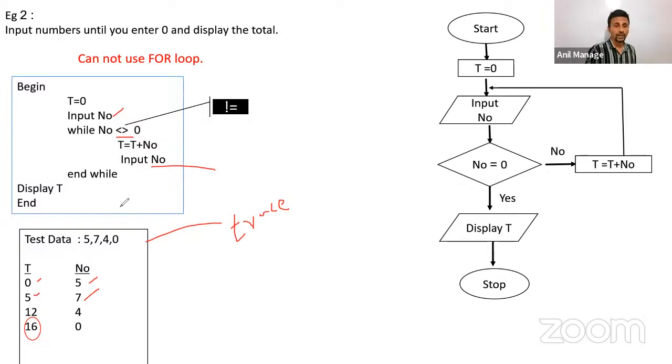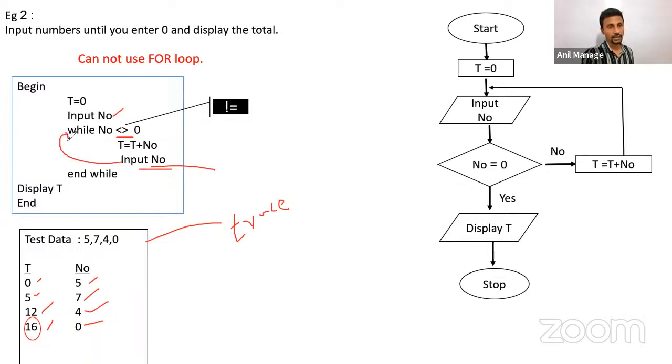Now total you have 5. 5 plus 7, you get 12. In the input total, while 4 is not equal to 0, it will add 16. Again it comes to the input number, while 0.